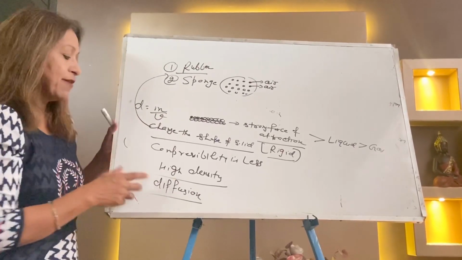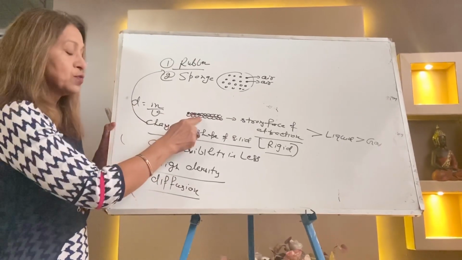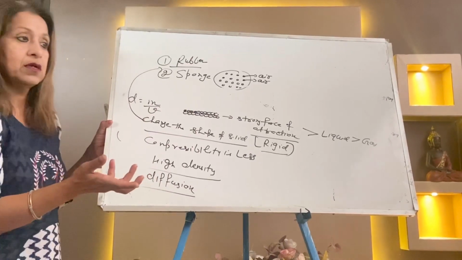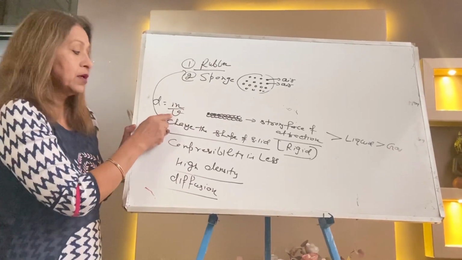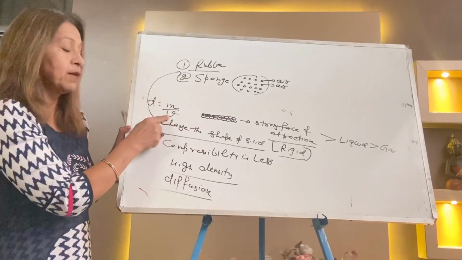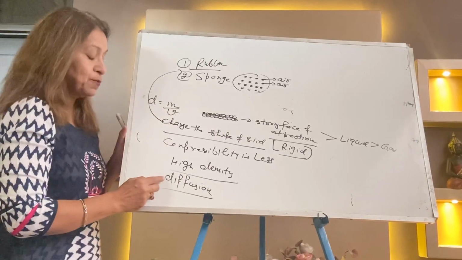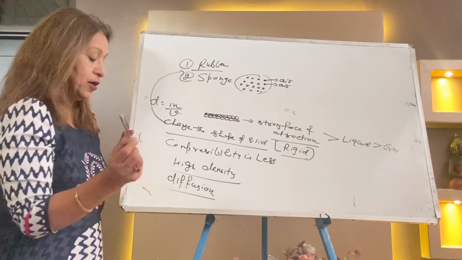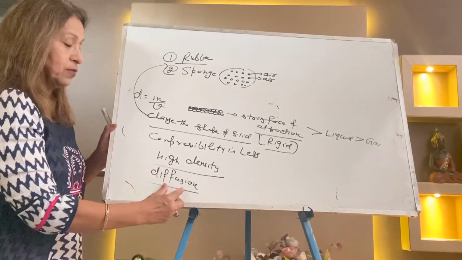Now solids have a high density because the particles are very close, so they occupy less volume. Density is equal to mass by volume. Less the volume, more the density. Now this point is a little different, so write down in detail diffusion.